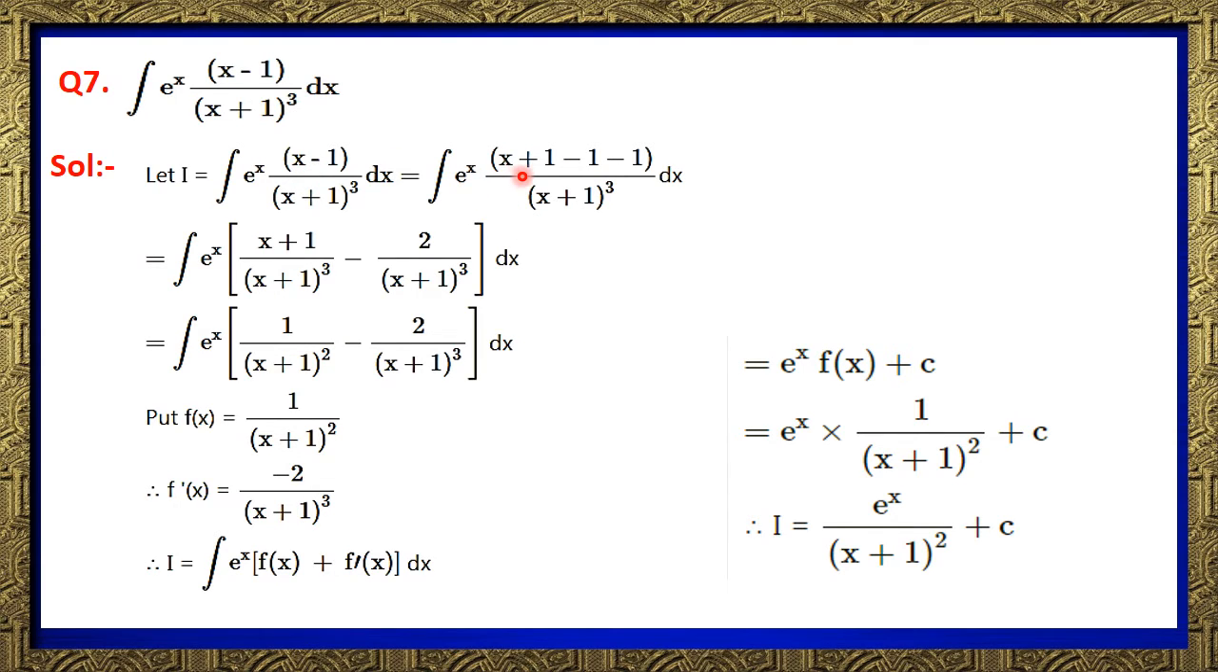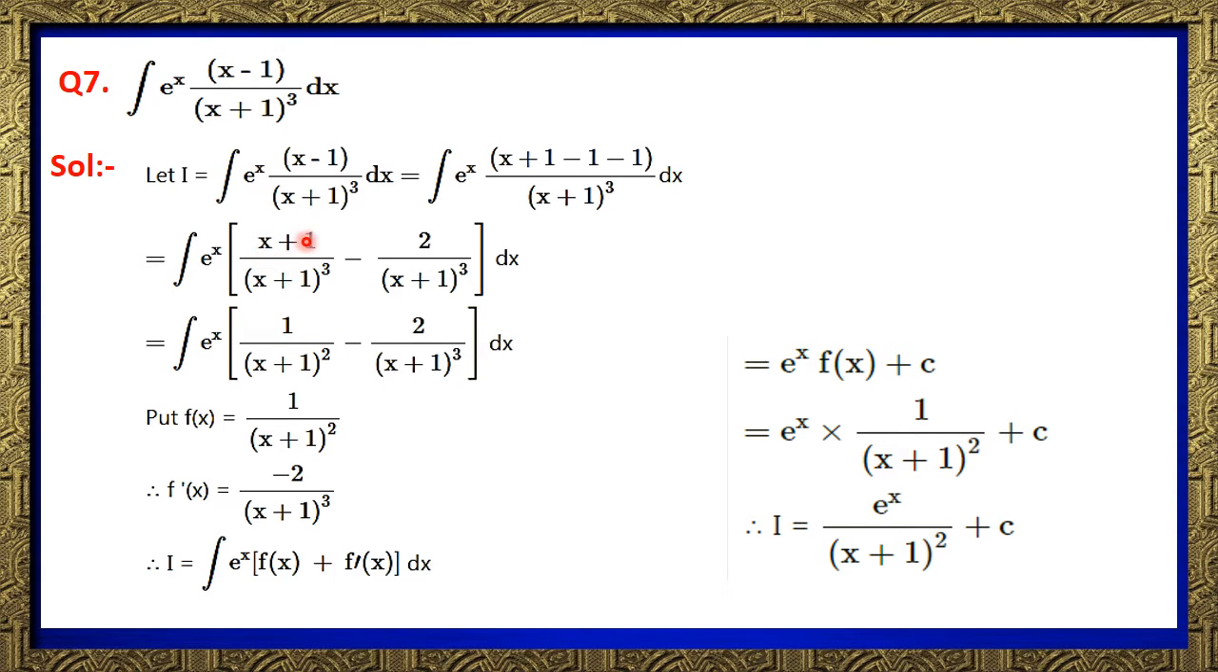So, the numerator can be changed by adding and subtracting 1. Here in the denominator it is x plus 1. So, we are taking plus 1 and minus 1 in the numerator, and already there is a minus 1 in the numerator. Now, we will separate this denominator for x plus 1 and minus 2. So, the new function will be integral e raised to x into x plus 1 upon x plus 1 the whole cube minus 2 upon x plus 1 the whole cube.